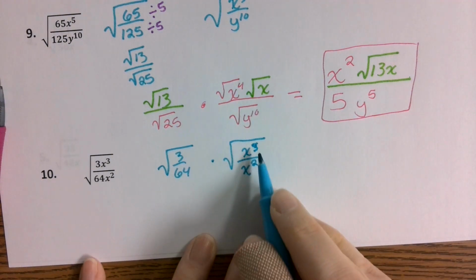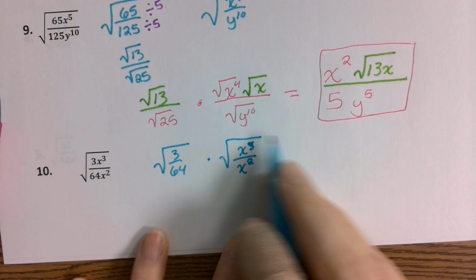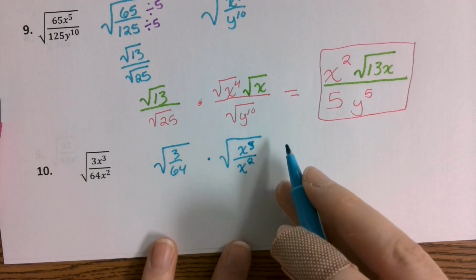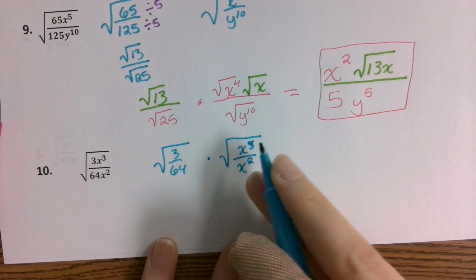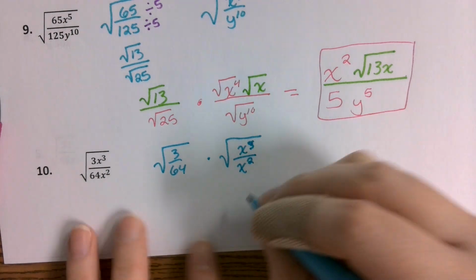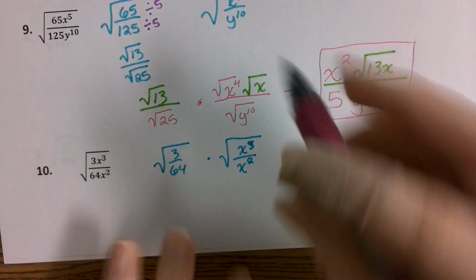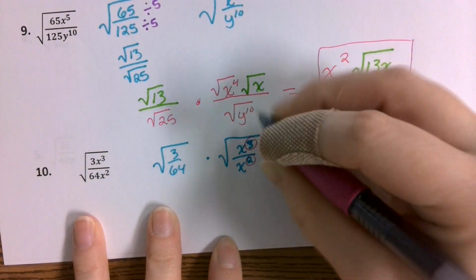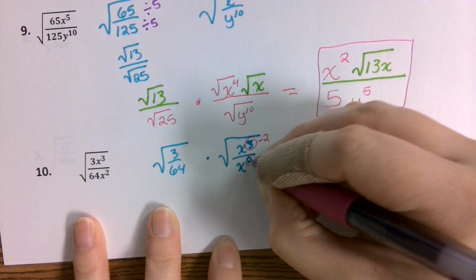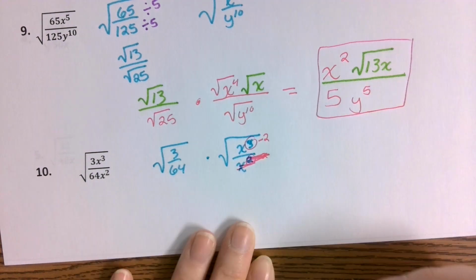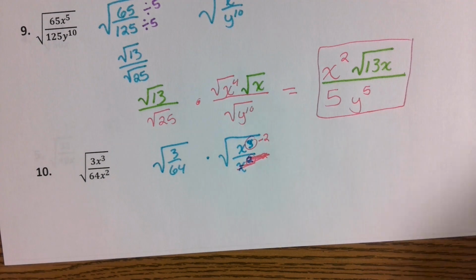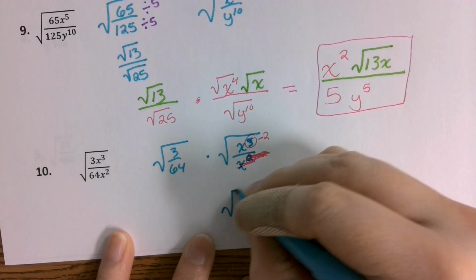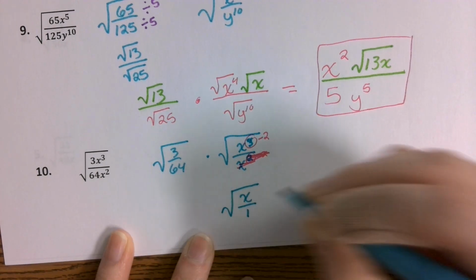if I have x to the 3rd over x to the 2nd, what is that going to become, guys? X, right? It's just going to become x on the top. I'm going to keep a fraction. I can just subtract these. I can subtract a 2, subtract a 2. It gets rid of the x completely. And then when I subtract a 2 on the top, it gives me just a square root of x over 1.